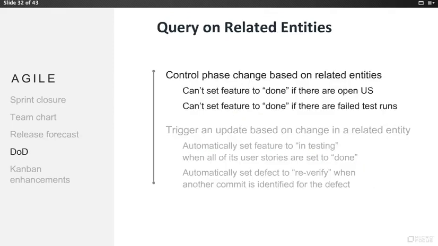Definition of done, I mentioned it before, is the ability to configure business rules or workflows that control the status of the phases and the prerequisites to move from one phase of an item to the other based on the readiness of the item in terms of tasks, in terms of tests, and in terms of defects associated with it.